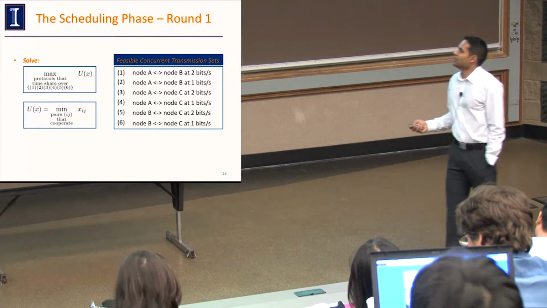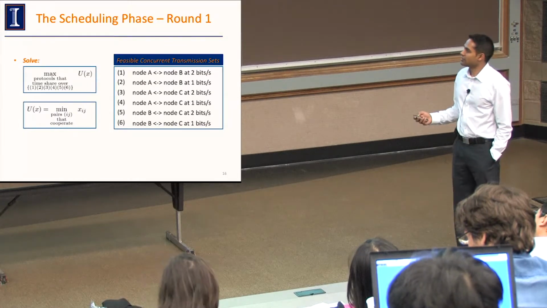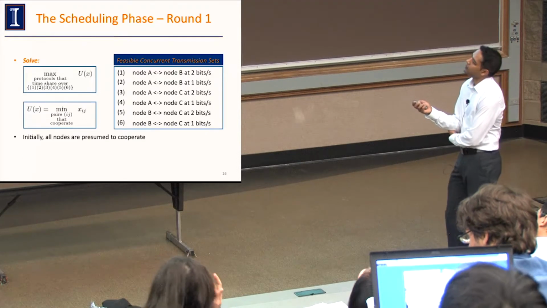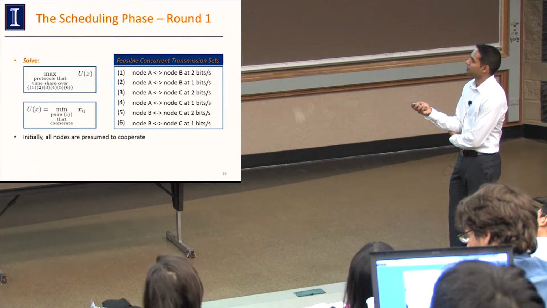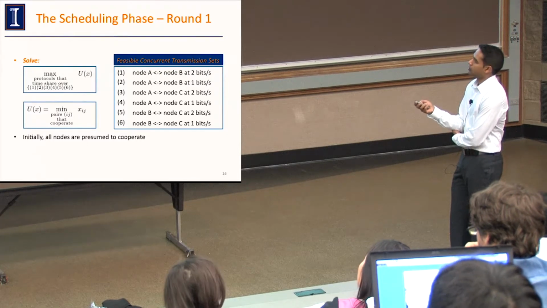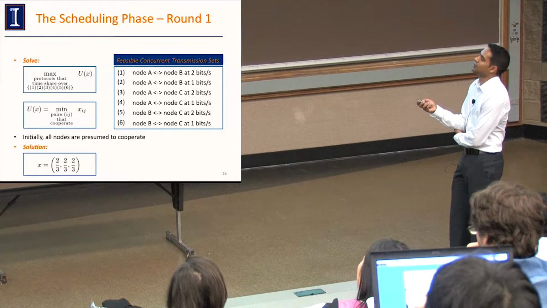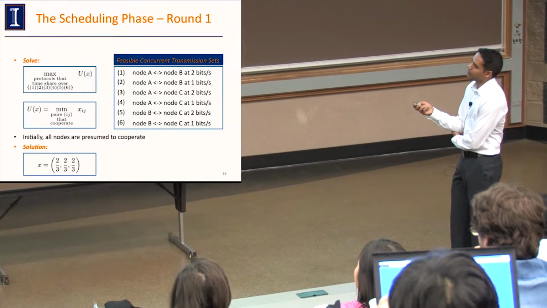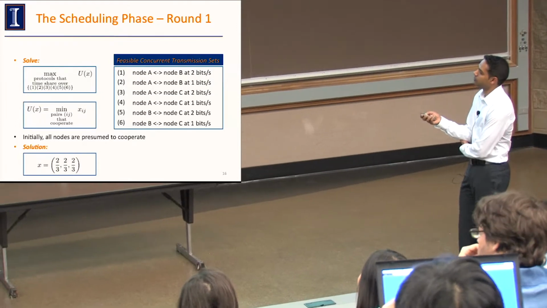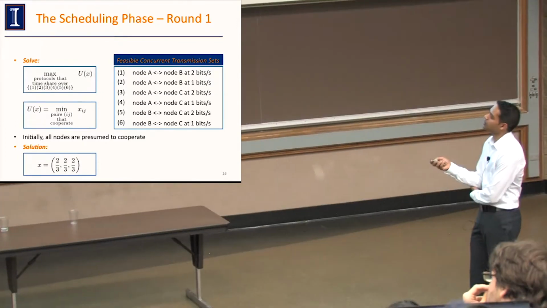Okay. And so now we're getting into the scheduling phase. Now, there are 6 possible feasible concurrent transmission sets. So nodes A and B can talk at 2 bits, or they can talk at 1 bit. Nodes A and C can communicate at 2 bits or 1 bit, and similarly, nodes B and C can communicate at 2 bits or at 1 bit.